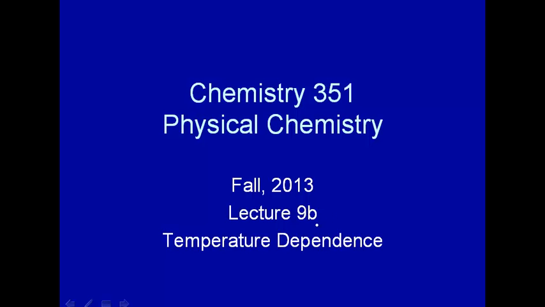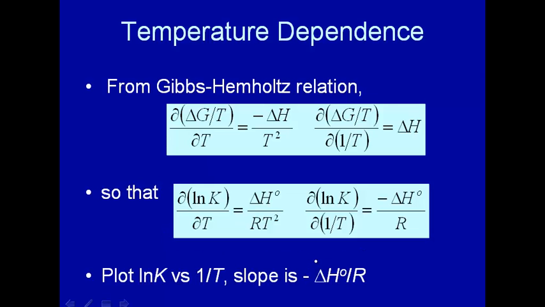Here we are at the last part of Lecture 9. This should be Lecture 9c. We're looking at the temperature dependence of the Gibbs free energy. That's what we want, so let's cut to the chase here. This is what we get. It's called the Gibbs-Helmholtz relation.